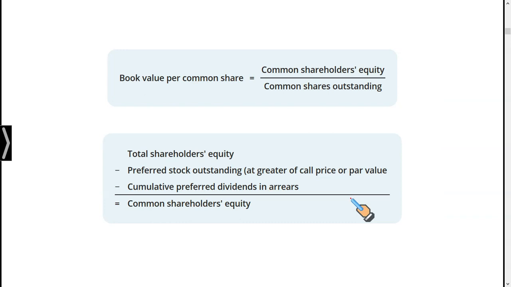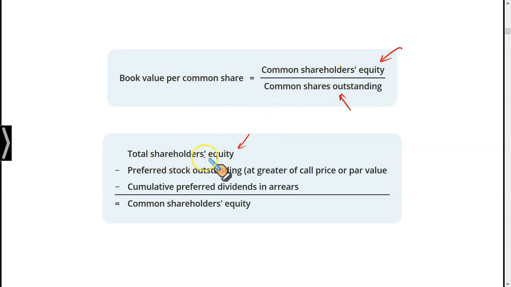So sometimes we have to calculate book value per common share. The denominator is very straightforward. Common shares outstanding at a particular point in time. But what is the common shareholder equity at a particular point in time? For this, we take the total shareholder equity including preferred stockholders. So we need to calculate the common shareholder equity.